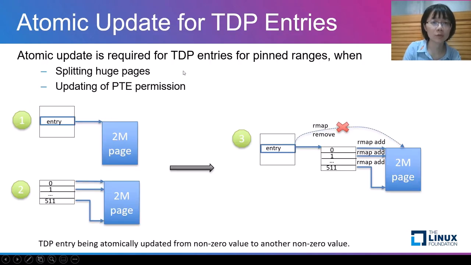Here shows how the atomic update is done. When splitting huge pages and updating PTE entries, first we need to prepare the substituting PTEs, and then the old TDP entry must be updated from an old non-zero value to another non-zero value. And this is not the case in KVM currently. We need to make a lot of code changes to KVM.